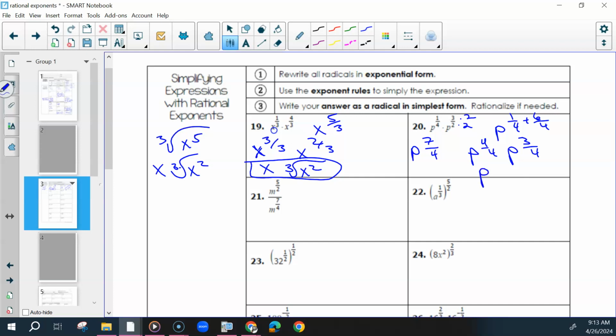How would I write this in radical format? p to the power of 3/4. Opposite: 4 is going to be your root, 3 is going to be your exponent. So it would be the 4th root of p to the 3rd. Yeah. Any questions, confusions there?